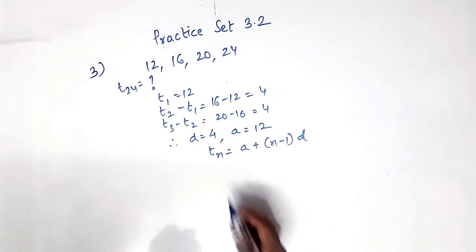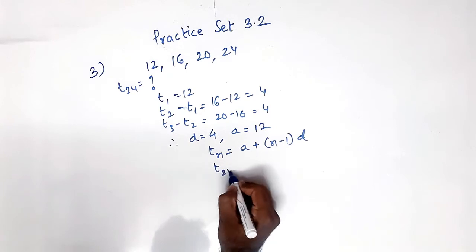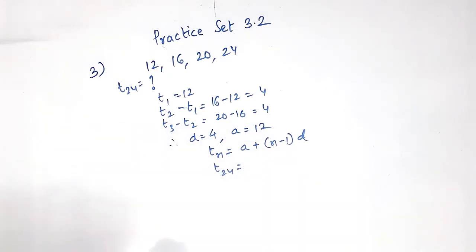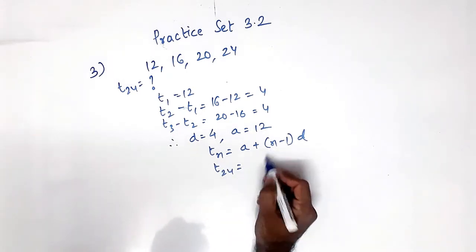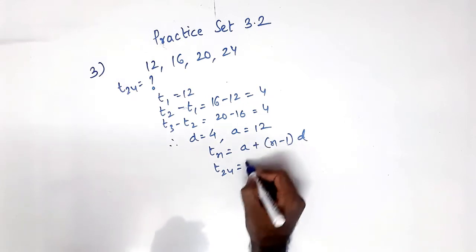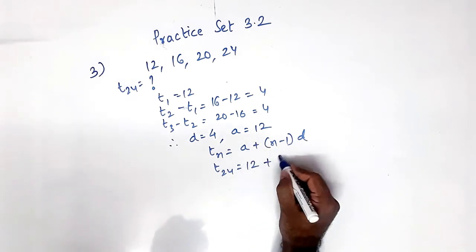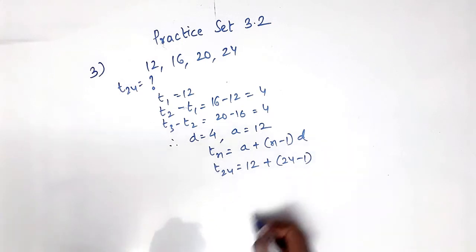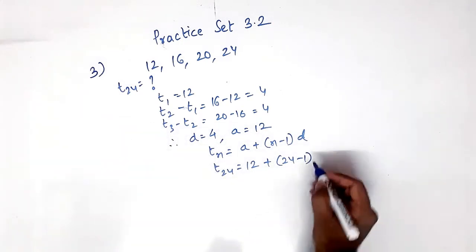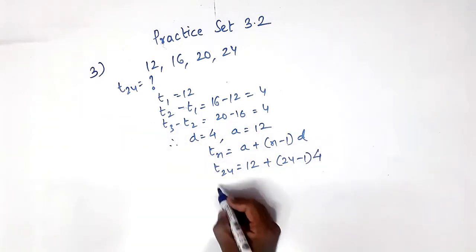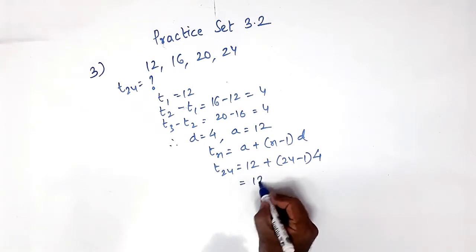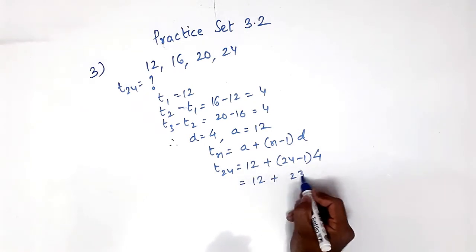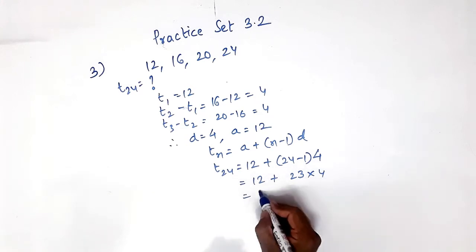Okay, now T24 we are asked. What is T24? So instead of n we will write 24 there. What is a? A is 12 plus n minus 1, so 24 minus 1. Difference t is 4, so right here. Now this becomes 12 plus this is 23 into 4.